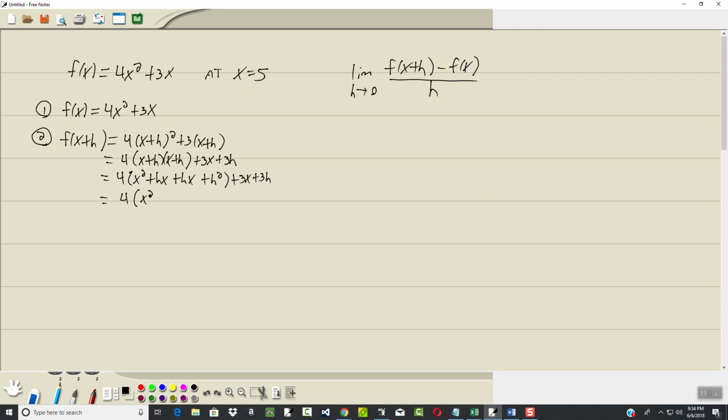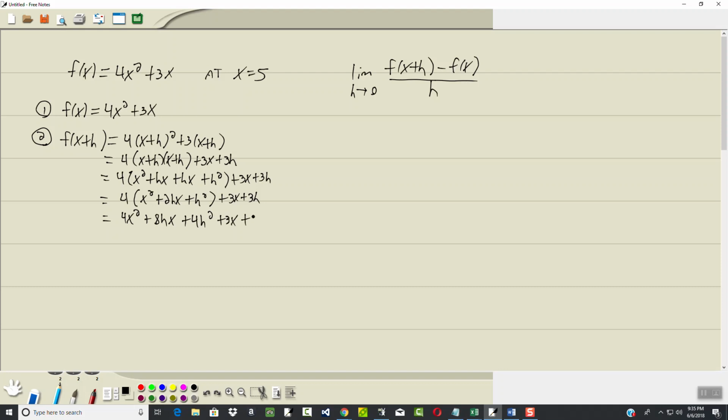Combine like terms. Hx plus hx is 2hx. Everything else carries down. Now multiply the 4 through. 4 times x squared is 4x squared. 4 times 2hx is 8hx. 4 times h squared is 4h squared.